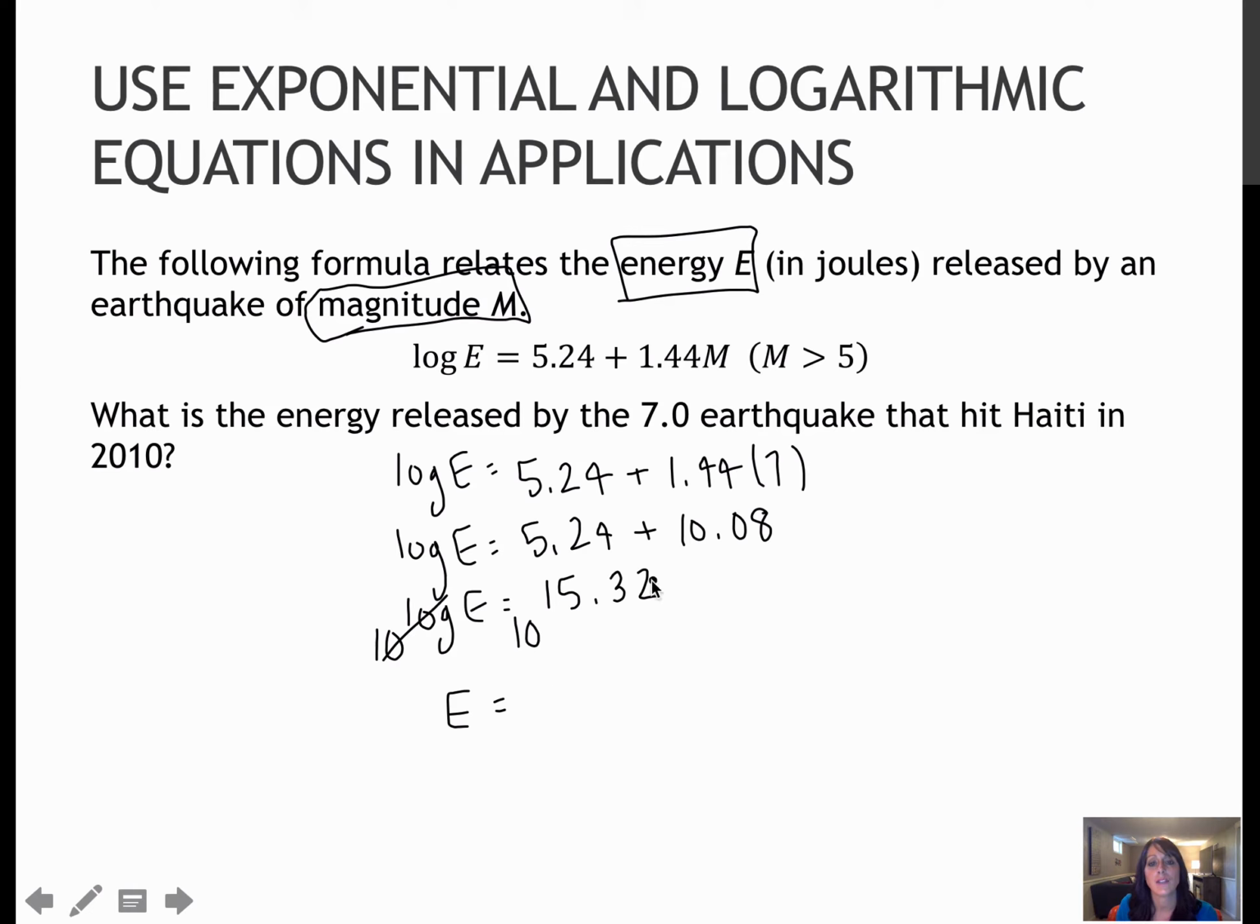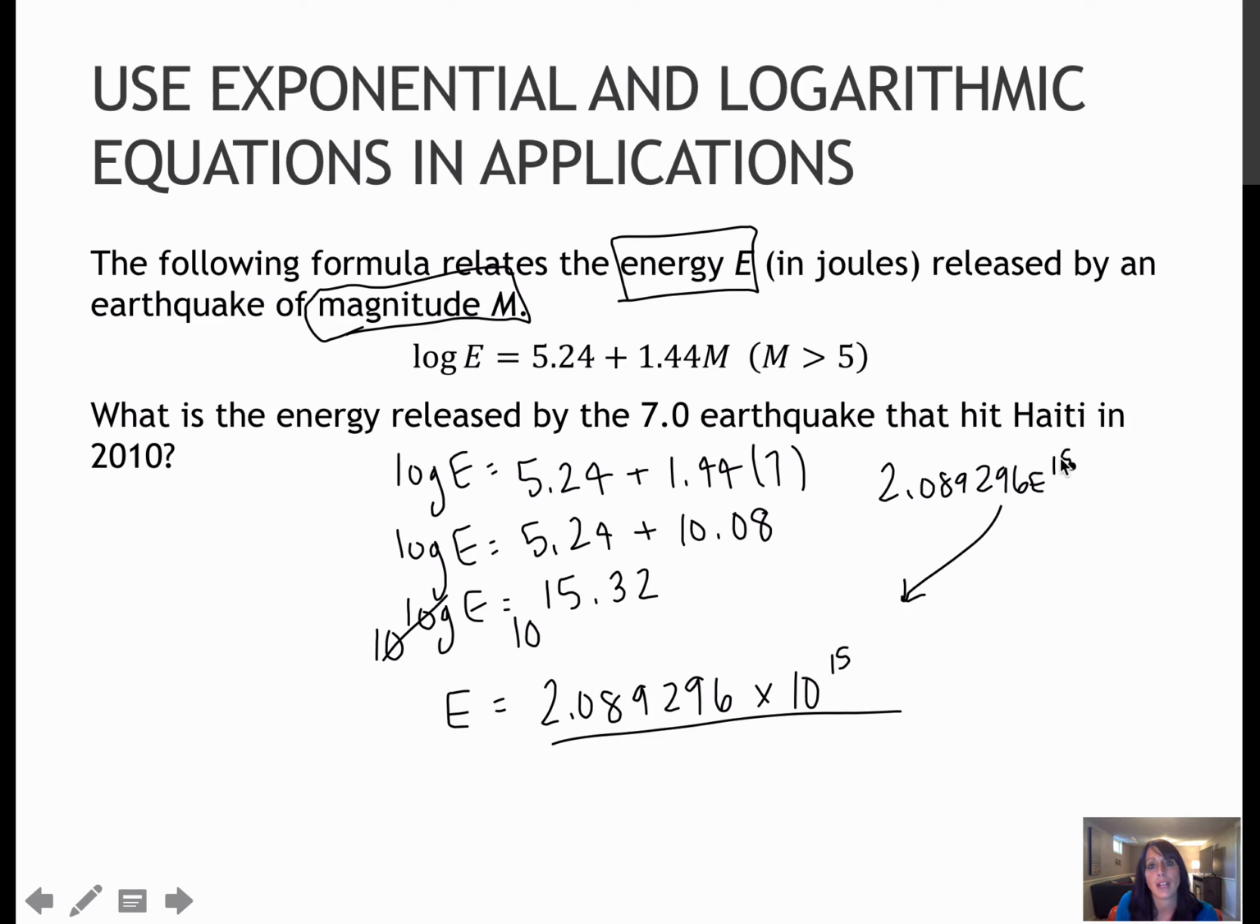And then 10 to the 15.32, when I plug that into my calculator, I get a very weird looking answer. And so I want to talk about what that answer means, because my calculator says 2.0892996, etc., times 10 to the 15th. Quite often, now this is a great answer, I'm going to leave mine like this, but quite often calculators don't have the 10 to the 15th. They'll say 2.0892996, etc., E15. And this is what that means.